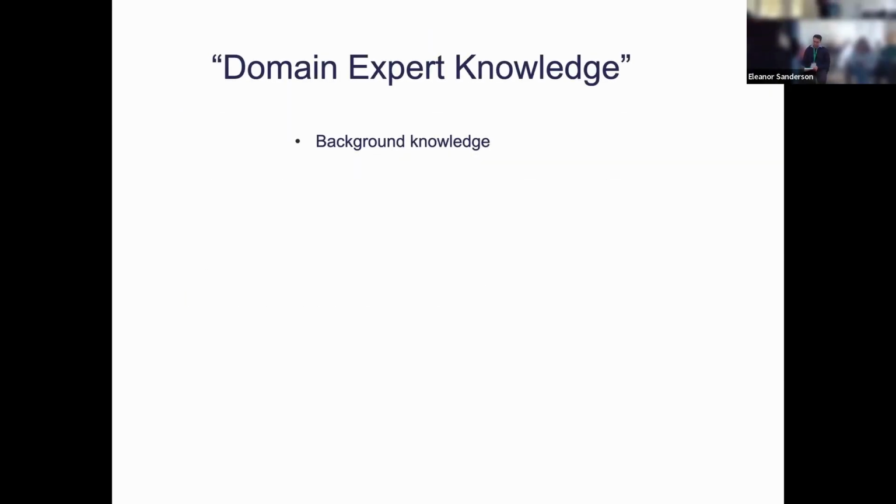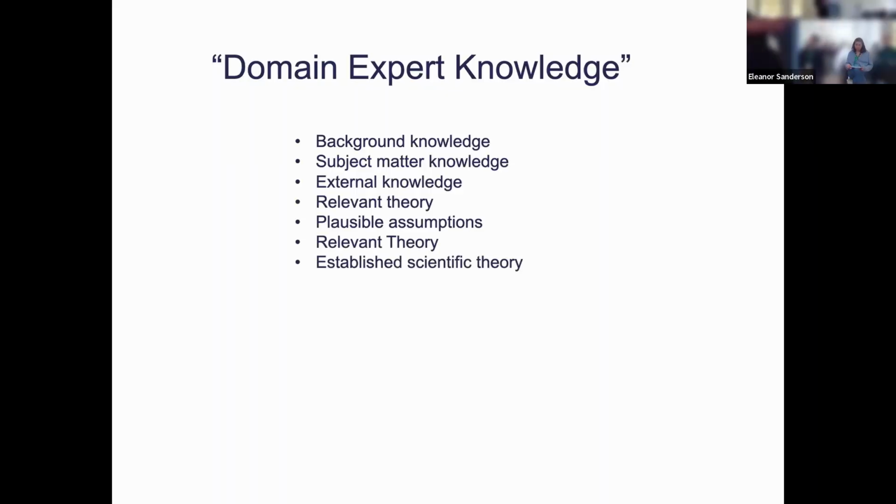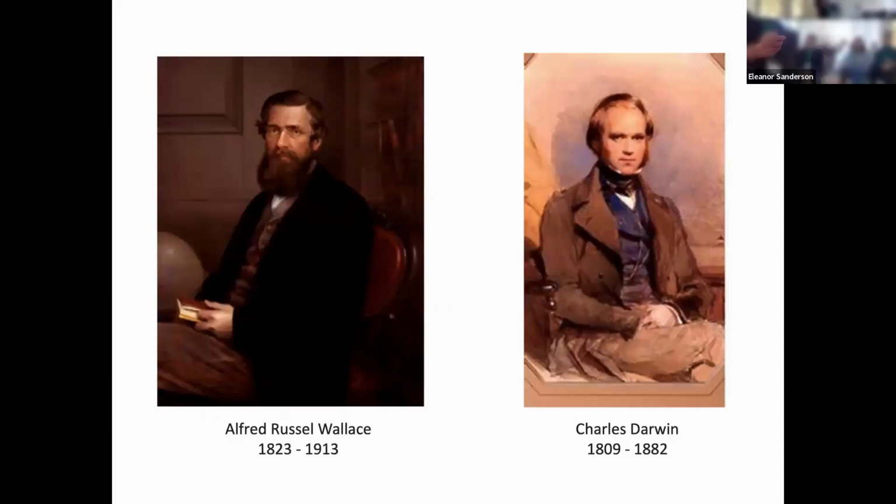When you see presentations of DAG-based causal inference, they often discuss how, when you're drawing your DAG, you require domain expert knowledge: background knowledge, subject matter knowledge, external knowledge, relevant theory, plausible assumptions, established scientific theories, substantive knowledge, beliefs, etc. But it always seems to have a sort of mysterious notion, which then supposedly allows you to construct a DAG from what you think you know about the causal world. So I'm going to discuss what that background domain expert knowledge actually is for Mendelian randomization.